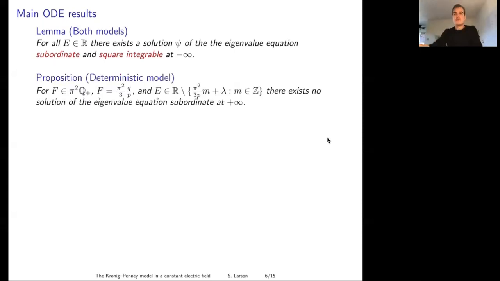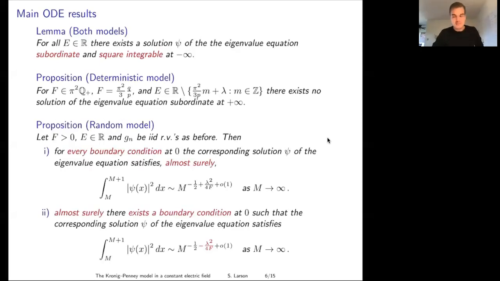So for the deterministic model, in the setting of rational multiple of pi squared for the field strength, and away from this possible set of eigenvalues that we had before, what we want to show is that there exist no subordinate solutions towards plus infinity. All solutions behave the same way in the sense of this truncated L2 norm. So that doesn't look very interesting, although the spectral theory result might be more interesting than the random model.